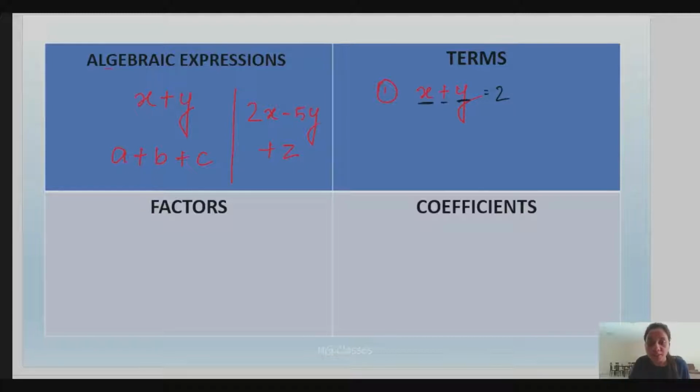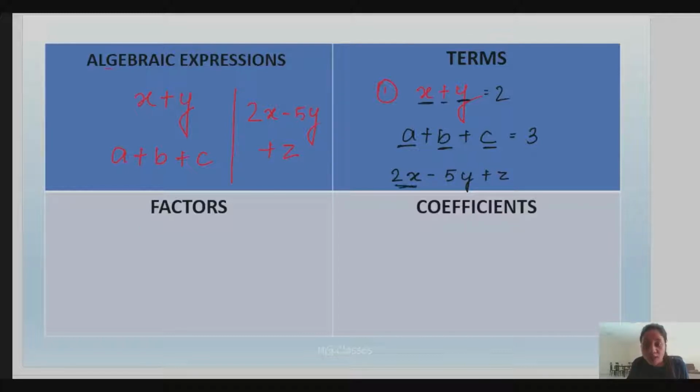If I am writing the previous one, that is a plus b plus c. What's the total number of terms? The first term is a, second term is b and third term is c. Total number of terms for this algebraic expression is 3. Now the third example, 2x minus 5y plus z. What's the total number of terms?